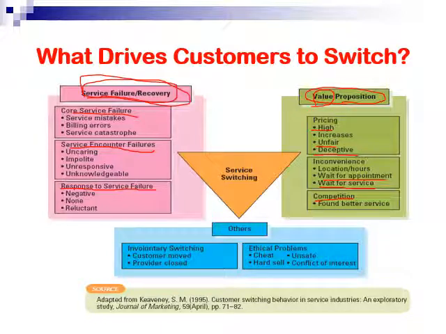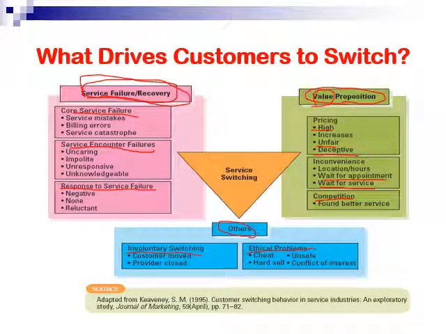Third, other minor reasons for defection. Example, involuntary switching. The customers do not want to switch, but they have to because they moved to another town, or the service provider in your town closes the operation. So no option but to switch. Or some ethical problem with service providers: cheating, unsafe, hard sell, conflict of interest.